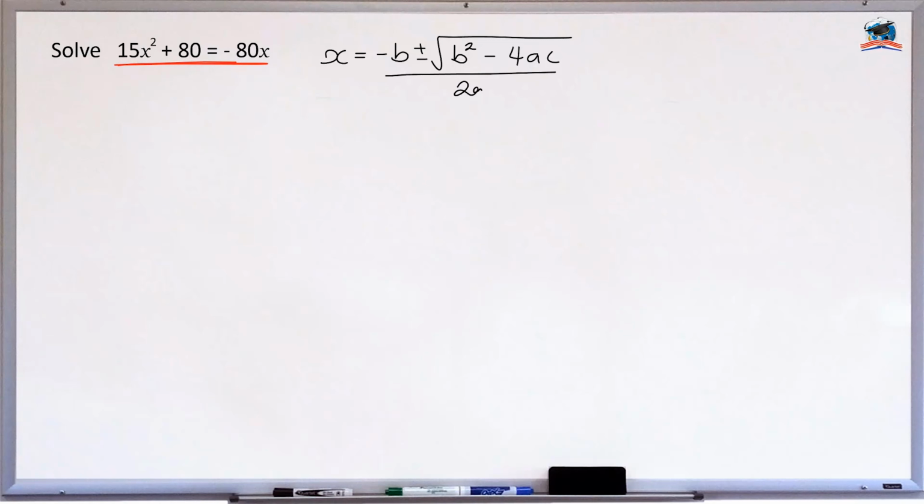Now, the first step is to change this to look like a quadratic equation. So let's go for it. We have 15x squared plus 80 is equal to minus 80x. Now, to look like a quadratic equation, it has to look like this: ax squared plus bx plus c is equal to 0. In this case, we'll see that here we have equal to 0. We don't have equal to 0 here, so we need to change this.